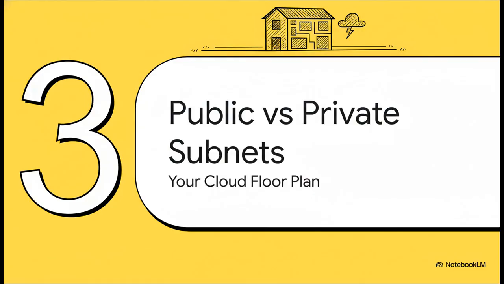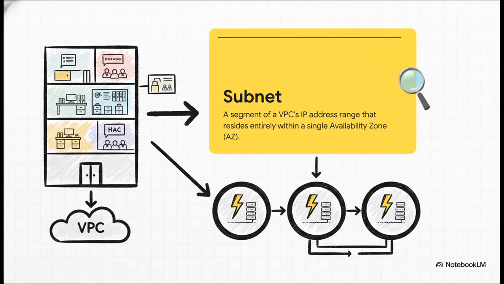Let's move on to section 3. So we have our building and we've marked out our property lines. Now it's time to actually draw the floor plan inside by creating public and private subnets. So what's a subnet? It's just a smaller piece of your VPC's total IP address range. Think of it as a specific department within your office building.